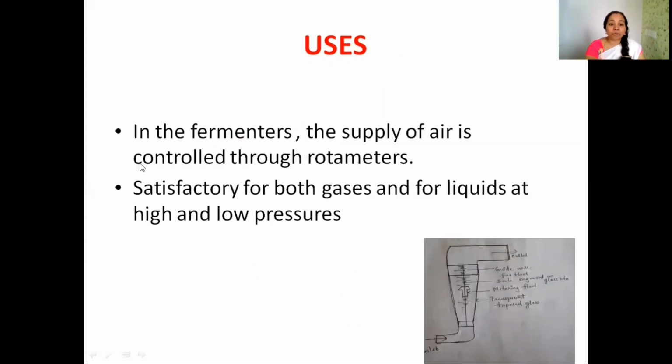Now move on to the important uses of rotameter. These rotameters are used in the case of fermenters. The air supply can be controlled with the help of these rotameters. A rotameter is satisfactory for both gases and liquids. We can measure the flow rate of both gases and liquids using this rotameter. High and low pressure both are suitable for measuring the flow rate.